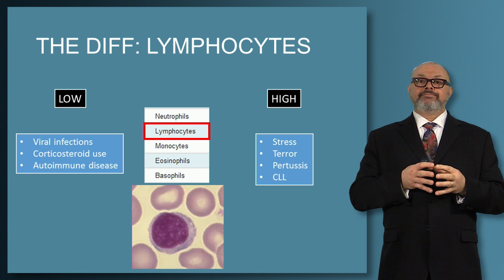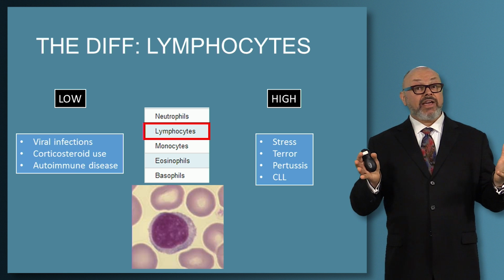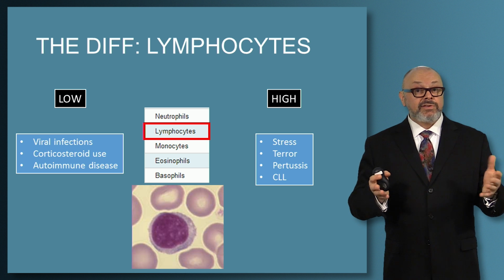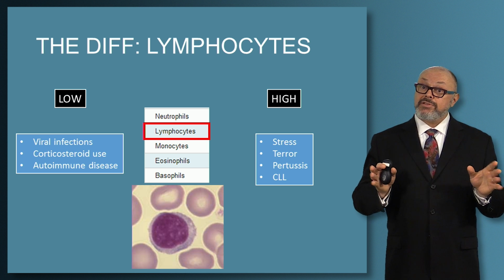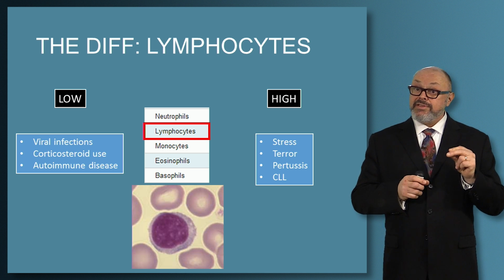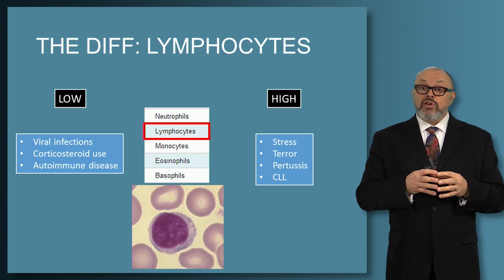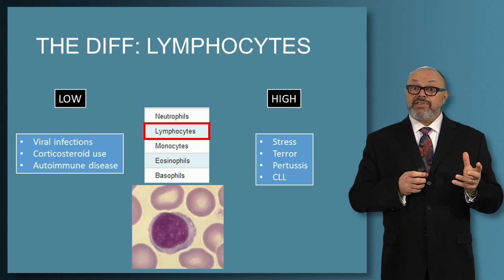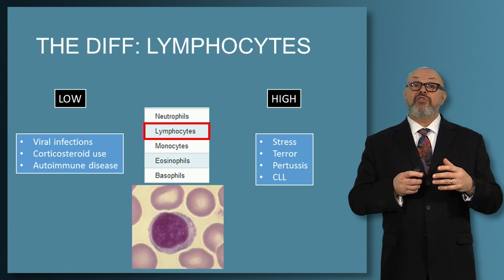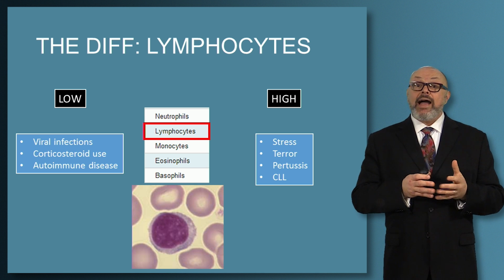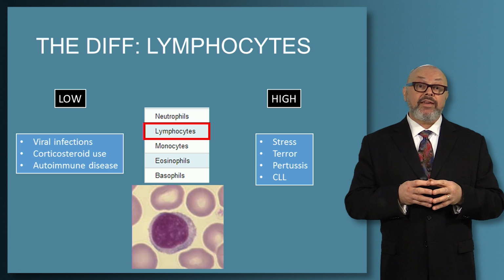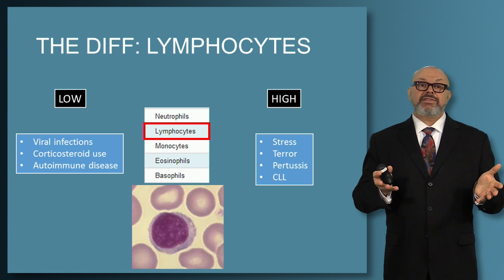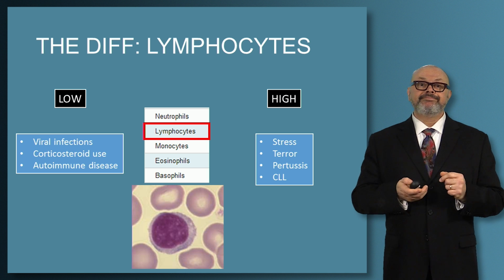What about lymphocytes? High lymphocyte count is called lymphocytosis. This can be caused by stress, terror, certain infections, classically pertussis, whooping cough, and can also be seen with chronic lymphocytic leukemia. A low lymphocyte count, which is called lymphopenia, can accompany viral infections, think HIV, corticosteroid use, or various types of autoimmune diseases such as lupus.